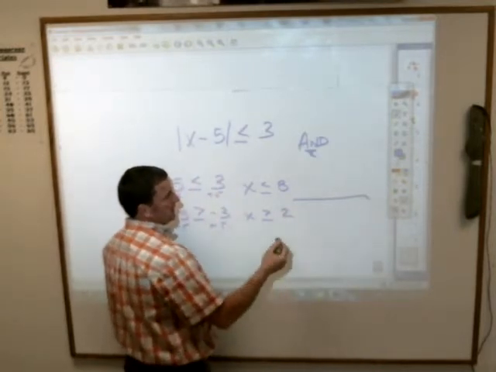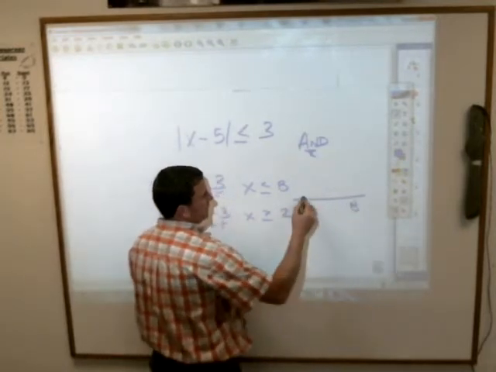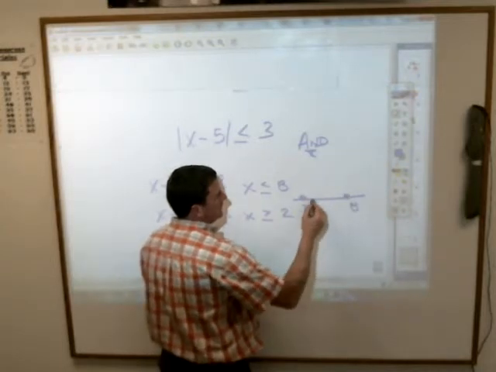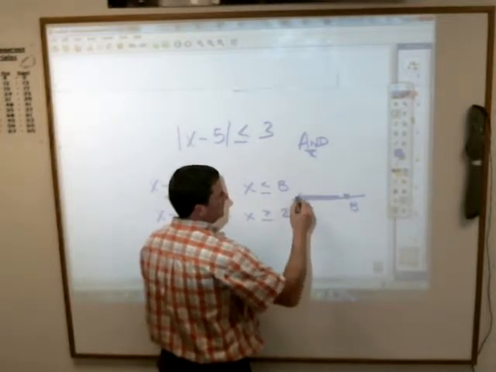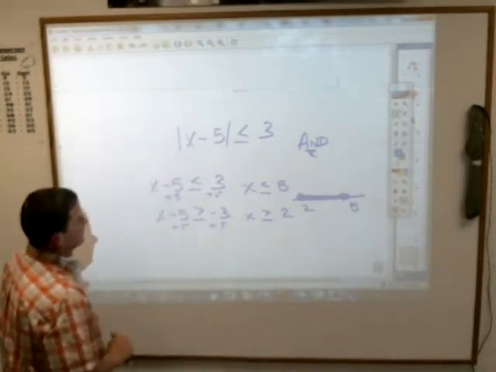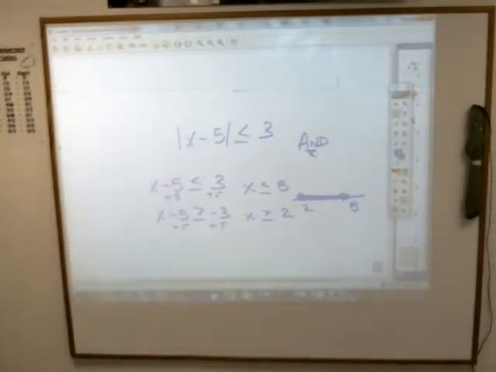When you graph it, it has to be between 2 and 8, and it's a closed circle. Change that, change that, change that. What do you think of that?